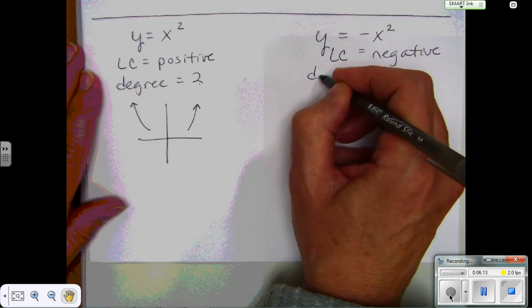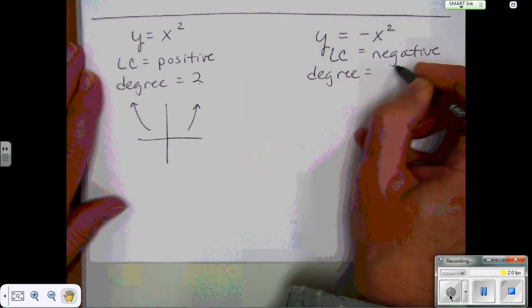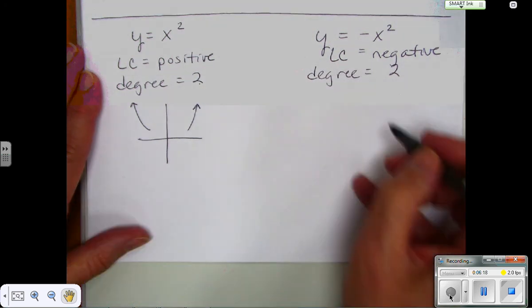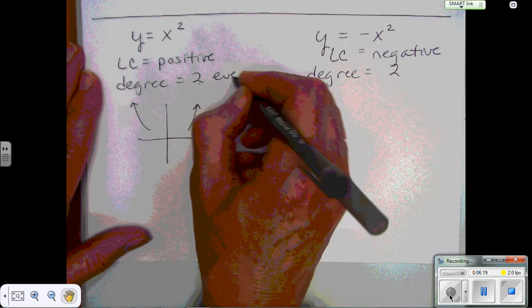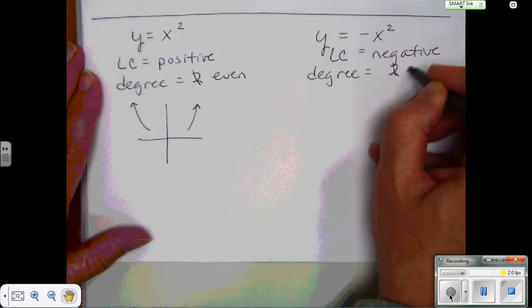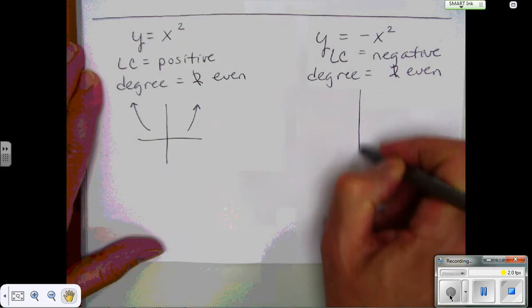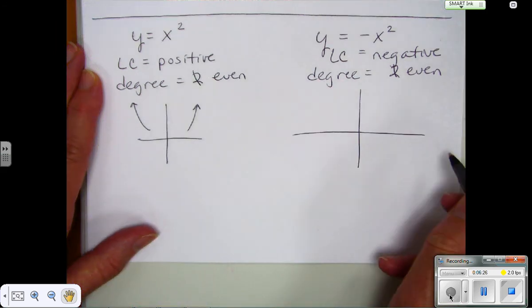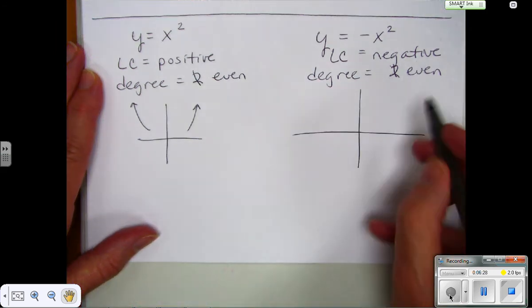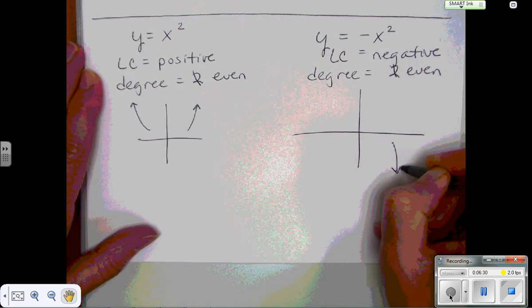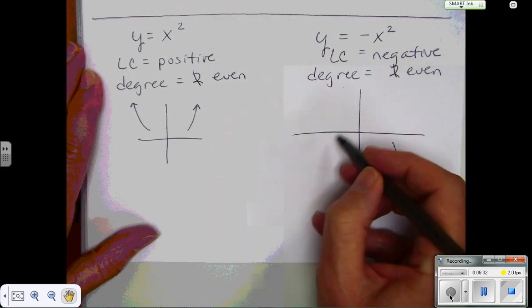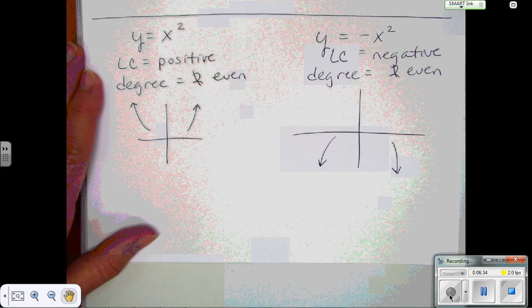The degree is 2 still. It's even still. Maybe I should put even instead of 2. That's more to the point. So, on your graph, since the leading coefficient is negative, the right side is going to go down. Since the degree is even, the left side is going to go the same direction.